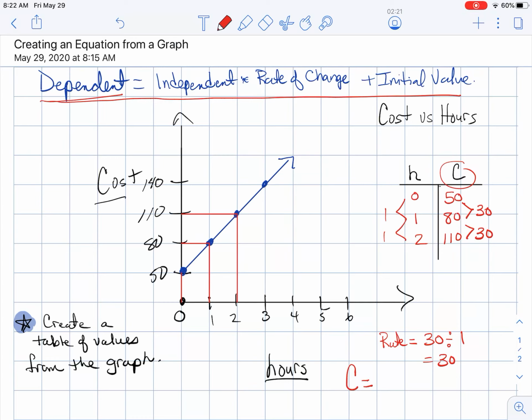Now we're ready. Dependent was cost. So I'm going to go C for cost equals independent times rate of change. Rate of change is 30, so I want to put that first. Multiply by independent hours plus initial value. So we did get the 0 value. So the initial value there is 50. Now, if you wanted to, you could also write the equation like this and go 50 plus 30 times H. Usually you see it in this form, but this form is just as good. So you kind of have to be used to both versions.